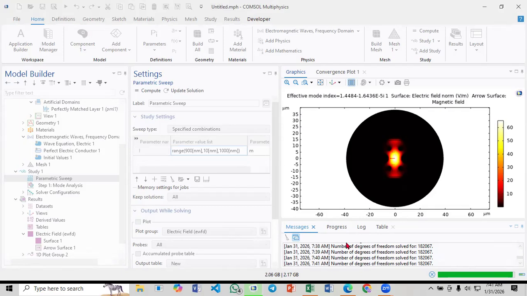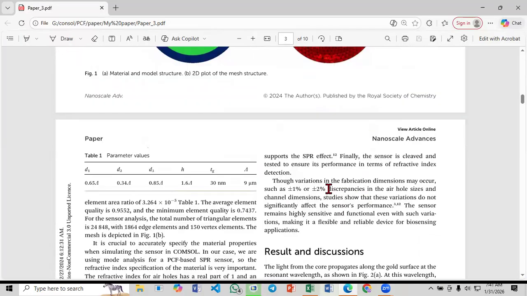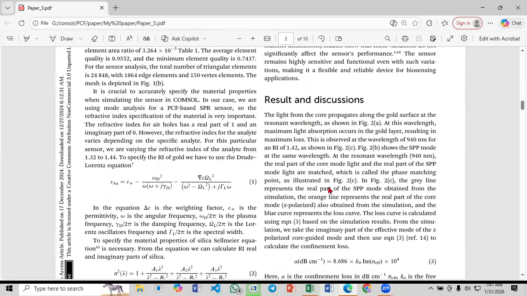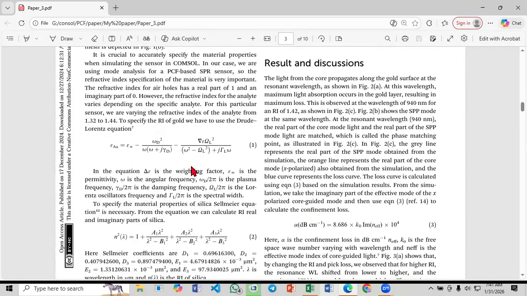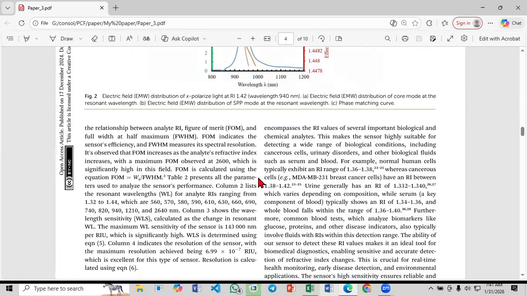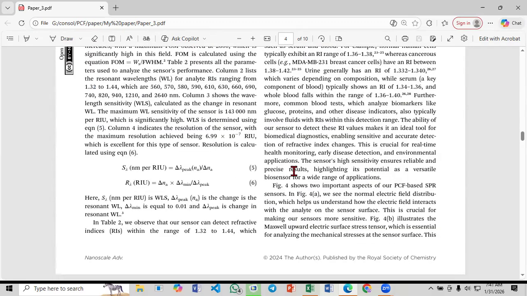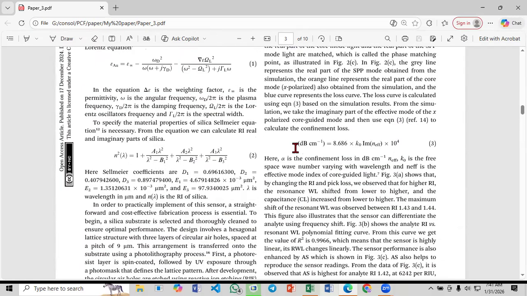Yeah, I think it's almost done. 97%. Okay. So what we are going to do is reproduce this curve. To reproduce this curve, we need this equation. This is the confinement loss curve actually.